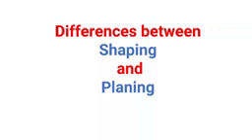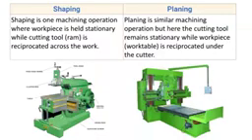In this video, we will discuss the differences between shaping and planing operation, or the differences between shaper and planer machine. So the very first difference, shaping is one machining operation where workpiece is held stationary while the cutting tool, that is ram, is reciprocated across the work.